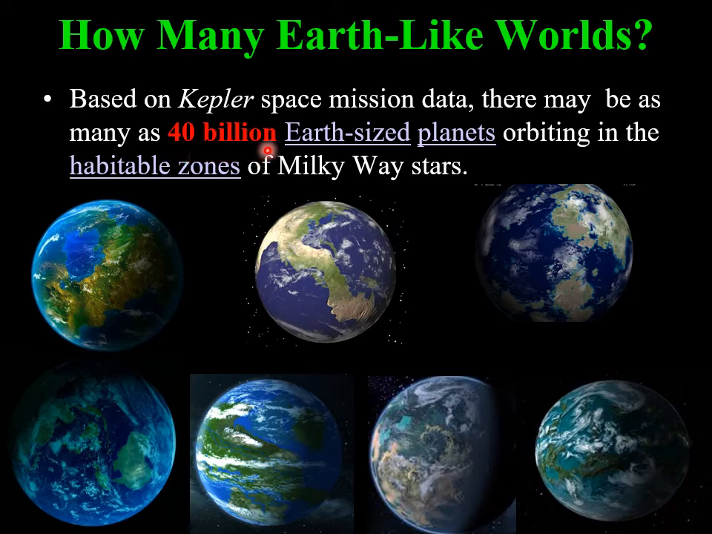To have this many potentially habitable Earth-sized planets, orbiting again in the right place around their star where there could be liquid water, this is a tantalizing number that suggests that life may be very common in our galaxy. But, so far, of course, we have not found it.